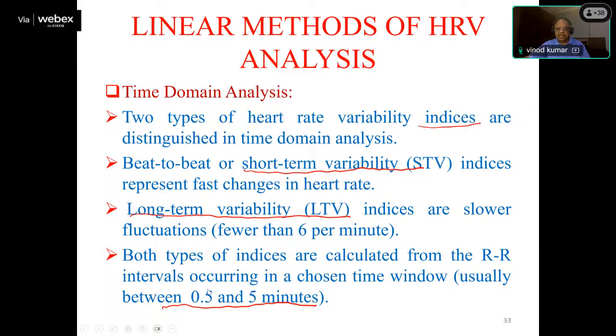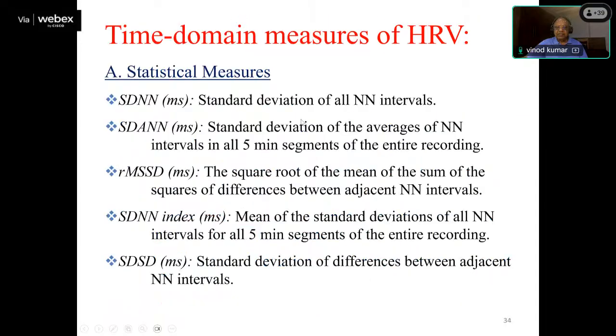When we study 30 beats, normally it is a short term variability study. When we study 5 minutes, meaning more than 300 beats, it's a long term variability study. So we have two types of studies, one short term variability, another long term variability. So we try to find out standard deviation. This is standard deviation of normal to normal.